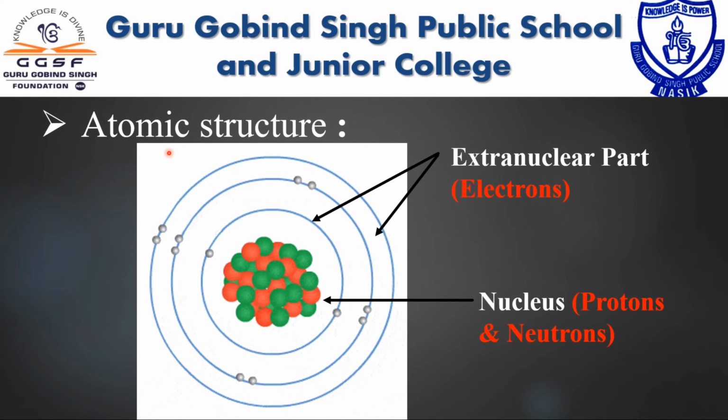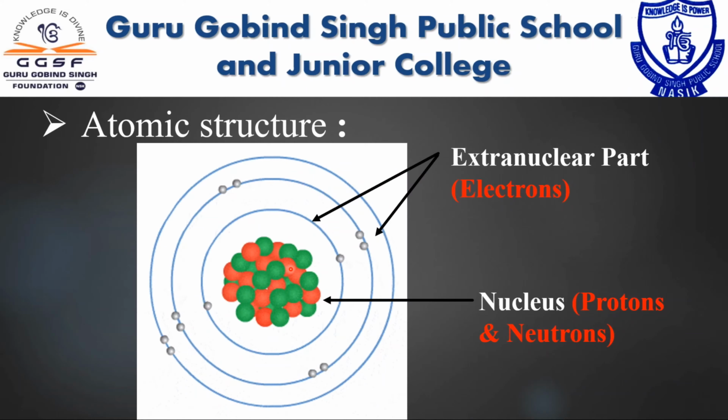Let's talk about the structure of an atom, that is atomic structure. Atoms are the fundamental building blocks of chemistry. An atom is formed from the nucleus and the extranuclear part. Atomic structure refers to the structure of an atom comprising a nucleus which is present at the center of the atom, in which protons, which carry positive charge, and neutrons, which are neutral, meaning they carry no charge, are present.